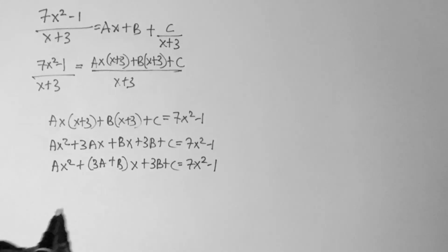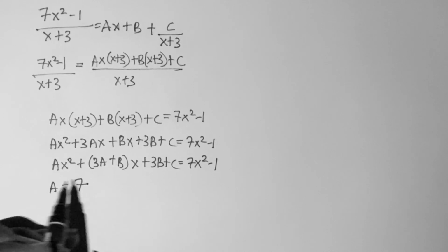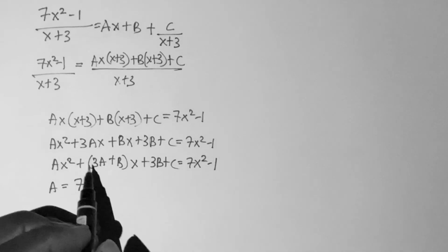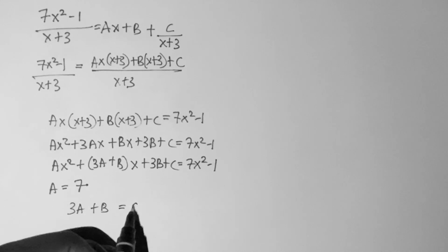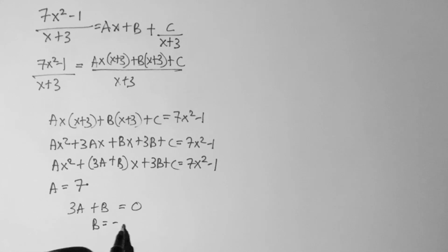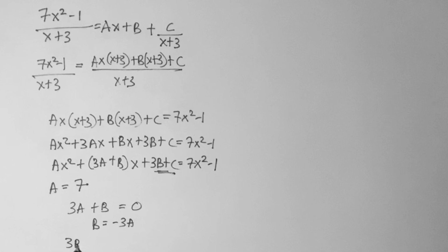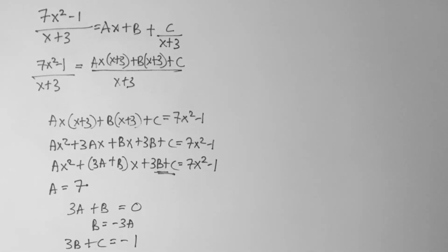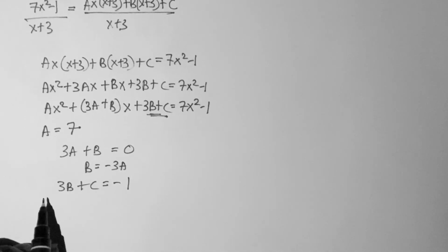You can see that from here, you can conclude that a is equal to 7, because here's x squared and here's x squared. And then you can also say that 3a plus b is equal to 0. This implies that b is equal to minus 3a. Then we are left with this term, which is 3b plus c is equal to minus 1.